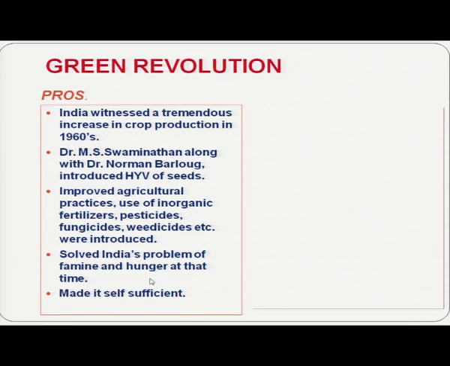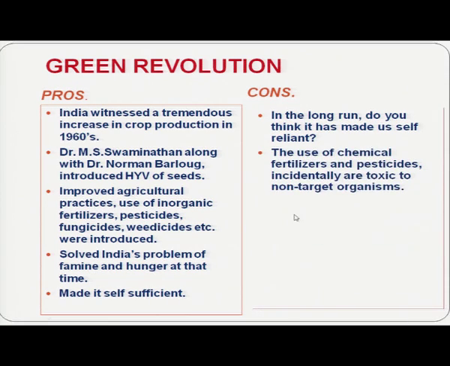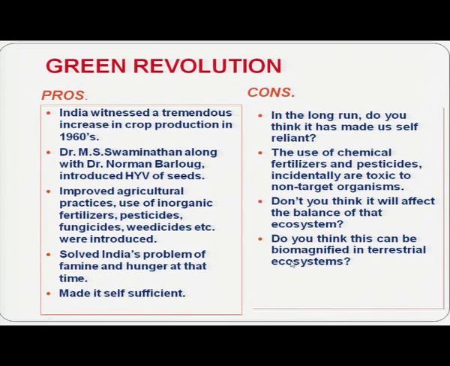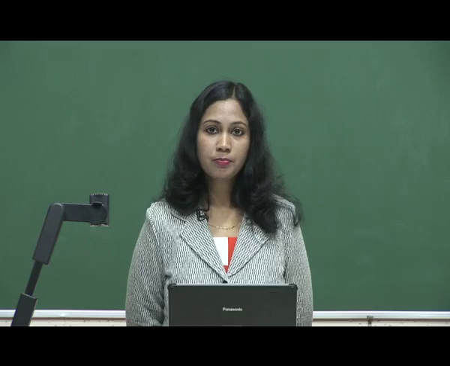It made us self-sufficient. But do you think in the long run it has made us self-reliant? The use of chemical fertilizers and pesticides, incidentally, are toxic to non-target organisms. Don't you think it will affect the balance of that ecosystem? Do you think this can be biomagnified in terrestrial ecosystems, as we have seen in the case of aquatic ecosystems? What about the impact on soil? So, in this session, I am leaving you with these questions to reflect over the consequences of the Green Revolution. Do you think that the Green Revolution has helped us in the long term?